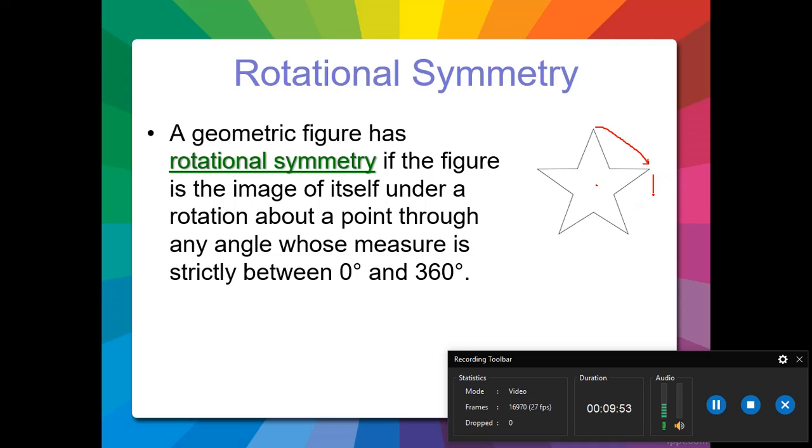I can keep rotating it in the same direction. This is a clockwise direction. And then point 1 could eventually end up here at point 3. We can keep doing this until it ends back in its home position at the top.